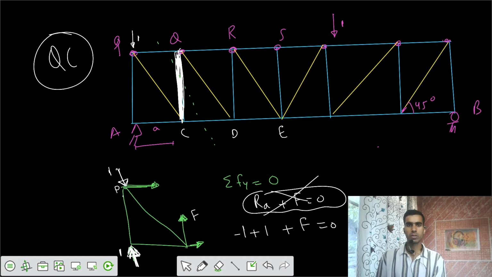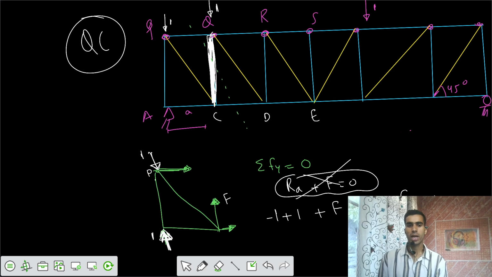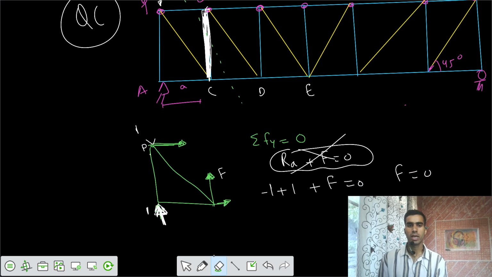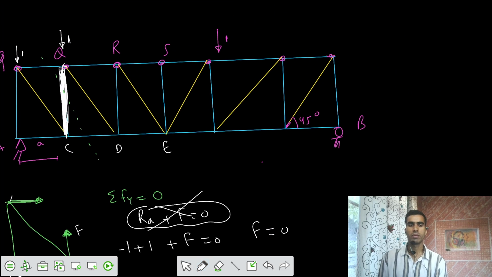So second case, load is placed at Q. Can you get the reaction? What's the reaction at A? I would say the reaction would be 5 by 6. Would that be 5 by 6? I think so. The reaction would be 5 by 6.